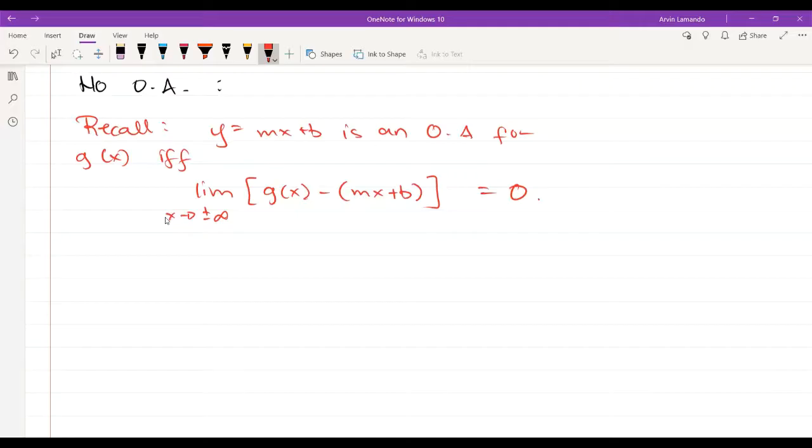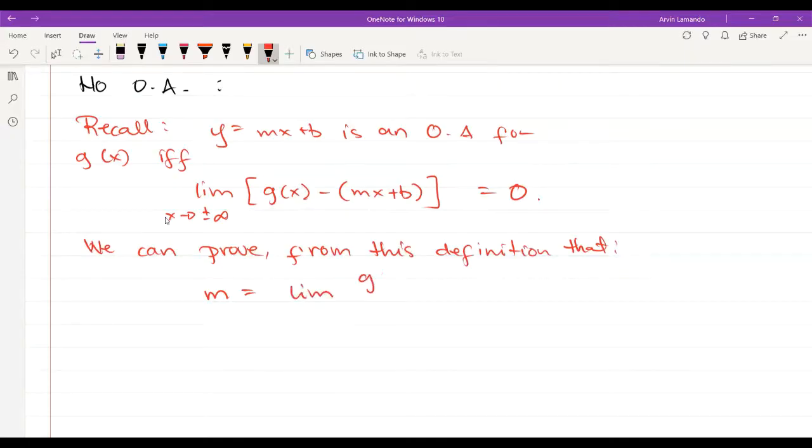Okay, what can we derive from this? We can actually derive from this definition that the slope m is equal to the limit of g of x all over x as x approaches positive or negative infinity, and the intercept b is equal to the limit of g of x minus mx as x approaches positive or negative infinity.